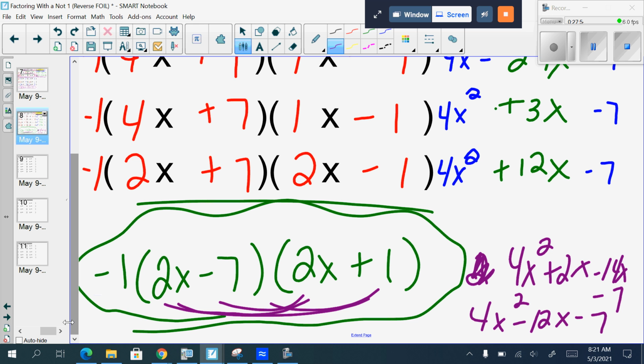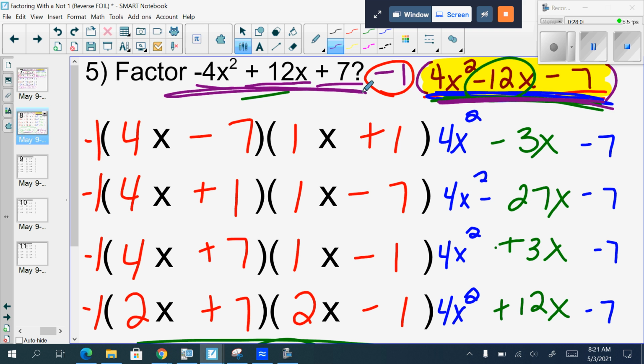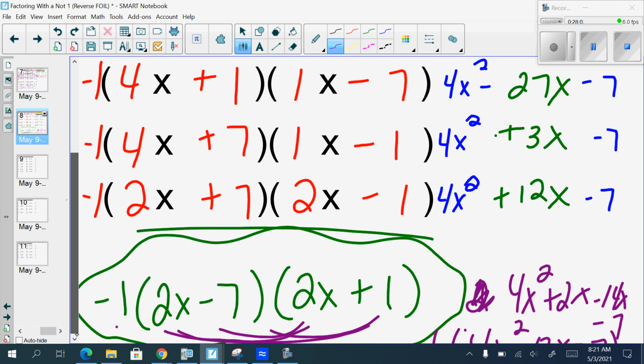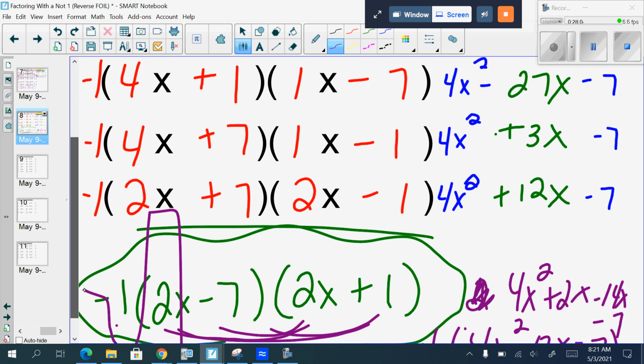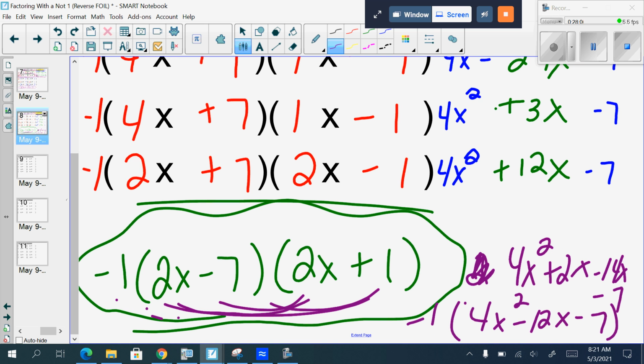And then if we actually took this negative 1 and multiplied it by that, it would give us the original expression back again, okay? So again, don't forget to include that negative 1 out front in your answer here. This is our final answer, okay?